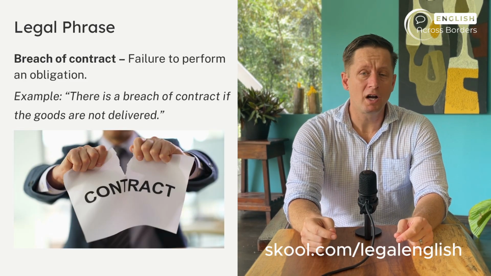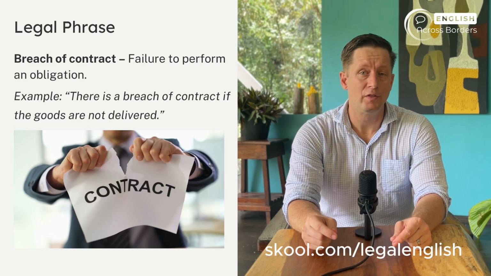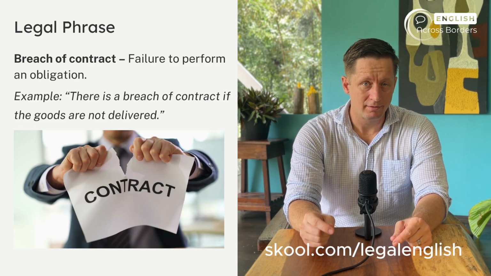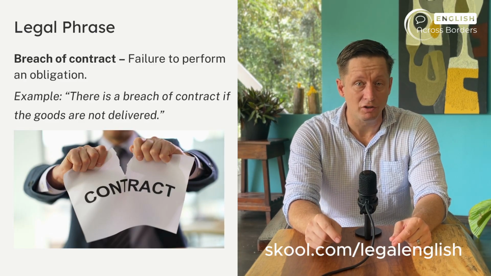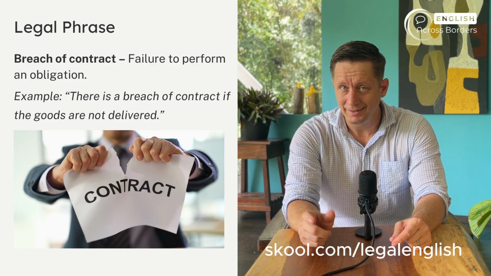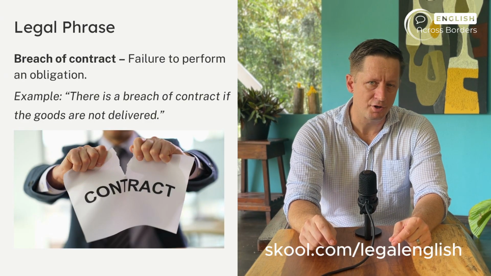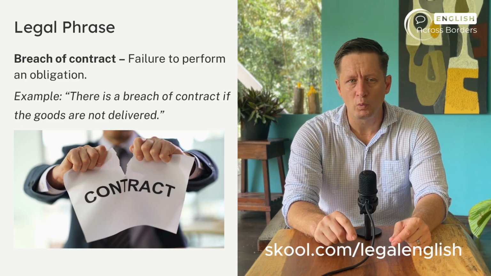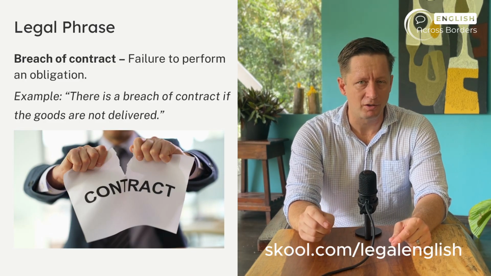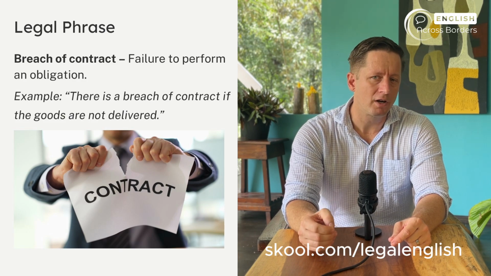A breach of contract happens when one party does not fulfill their obligation. Let's look at an example. There is a breach of contract if the goods are not delivered. Now let's take a look at a story. A company signs a contract to provide cleaning services every day. After 1 week, the company stops sending workers. The client can say, there is a breach of contract.